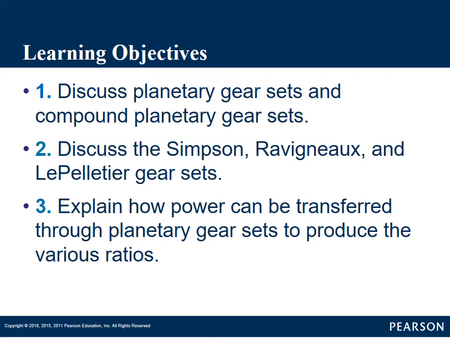All right, our learning objectives. We're going to be discussing planetary gear sets. This would be simple planetary gear sets, and then what we'd call compound planetary gear sets, and we'll discuss what each of those are and the differences. When we're talking about compound planetary gear sets, we're going to be talking about the different types, and those are Simpson, Ravigneaux, and Lepelletier gear sets, what each of those are and how we get those gear sets. And then we're going to talk about how power can be transferred to these planetary gear sets to get our different gear ratios.